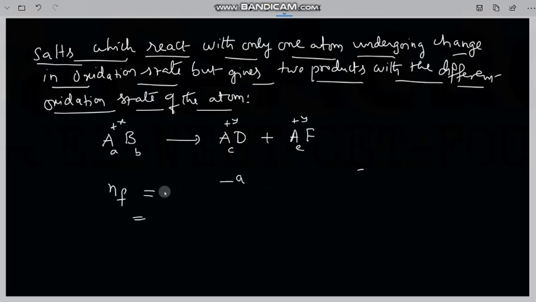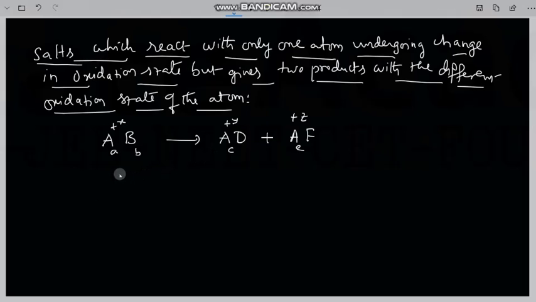So we have an equation in this: AaBb gives rise to ACD plus AEF. It is already there in the previous discussion, and in this one I am going to change the oxidation state of A in AEF into plus Z instead of plus Y, because the oxidation states are different for the A atoms in the products.